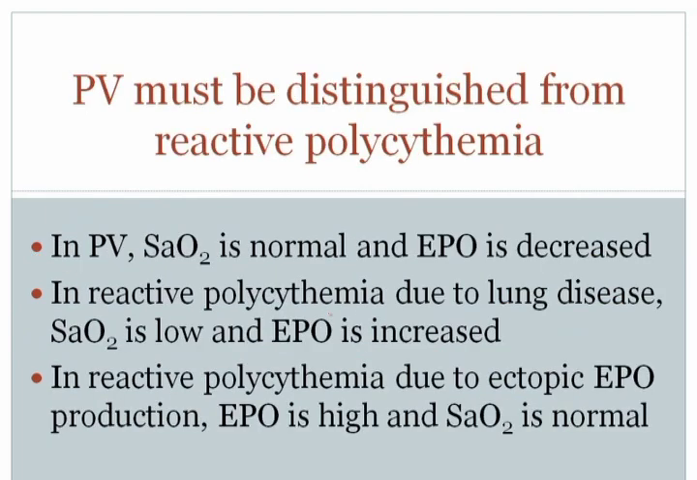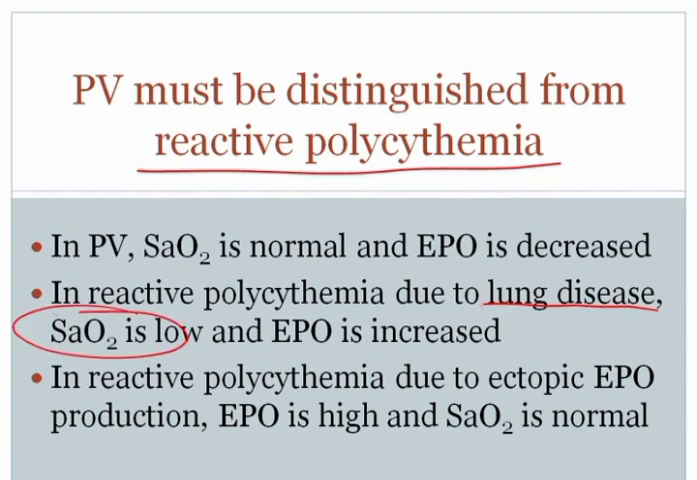One of the important states that needs to be distinguished from polycythemia vera is reactive polycythemia. Basically, the idea here is that if we have an increased red blood cell mass or count, it could be due to a reactive condition. For example, let's say that the patient has lung disease, and because they have lung disease, they have hypoxia. And so if they have hypoxia, the SaO2 would be low, and as a result, erythropoietin production would be increased. So if the patient has a reactive polycythemia due to lung disease, then we would expect that the SaO2 would be low, and that the erythropoietin, which is driving that reactive polycythemia, would be increased.